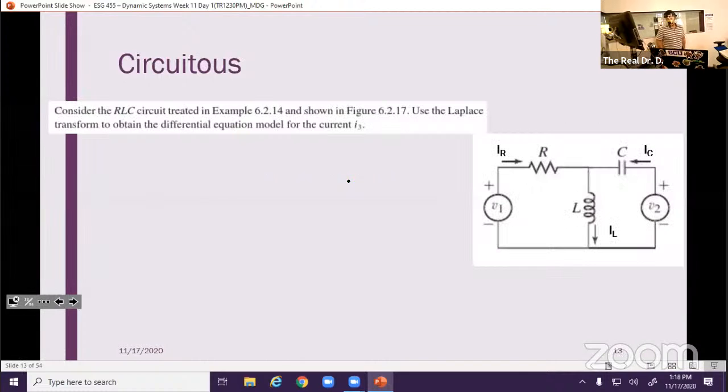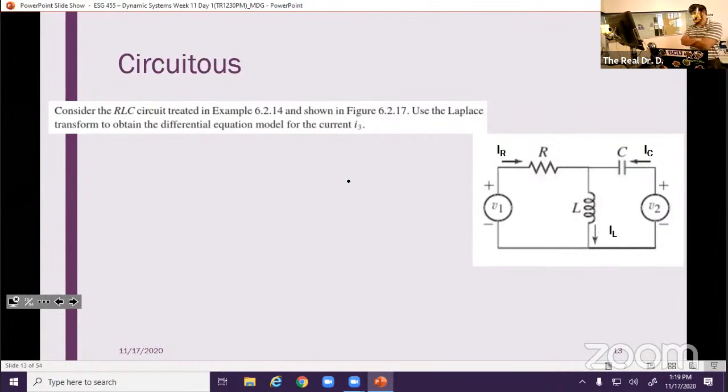Okay. So why don't we just do one? What is this asking us to do? For this RLC circuit, we want to use the Laplace transform to obtain the differential equation of the model. And along the way, we'll also find some transfer functions. This is a pretty fun circuit. It's got a capacitor, an inductor, a resistor, and two voltage sources. It's got something for everybody.